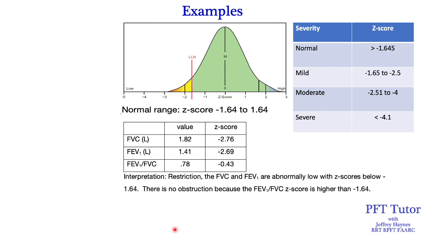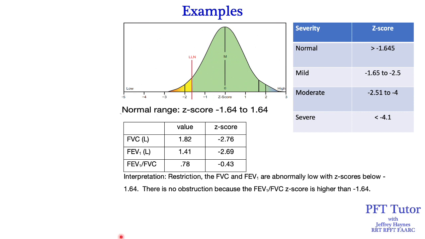In this example, we have a forced vital capacity of 1.82 liters with a z-score of minus 2.76, so that would be located here on the bell curve. The FEV1 is 1.41 liters, a similar z-score of minus 2.69, so again, located in this area of the bell curve. The ratio of FEV1 to FVC is 0.78, and that has a z-score of minus 0.43, so that's going to be located right over here, so this is clearly in the normal range.